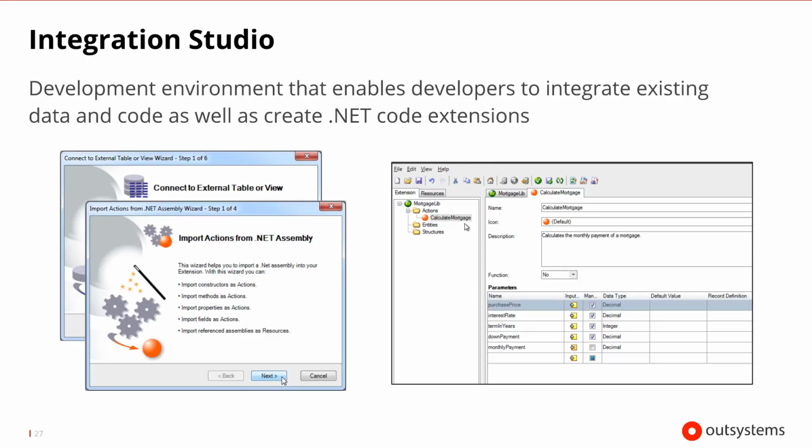So the primary purpose of Integration Studio is to take our existing external resources and create representations of them inside of the OutSystems world. Once these representations exist, we can publish them to the server so that they can be used in Service Studio and appear as if they're normal OutSystems resources. And we won't even be able to tell the difference as to whether they're external or internal resources.